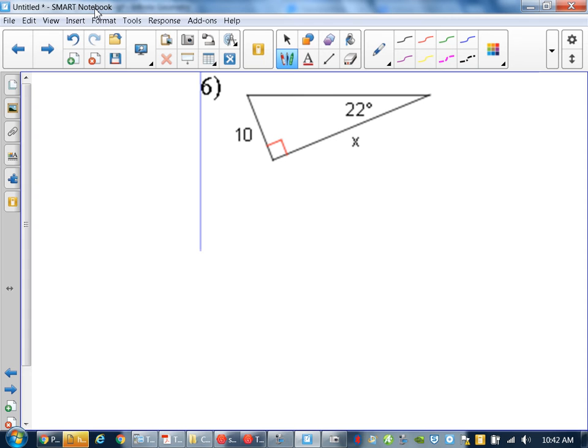Circle by me too, and draw an arrow to the 10. And that's your opposite. Good job. That means x is now the adjacent. What trig function? I'm not using a hypotenuse. What trig function? Tangent.